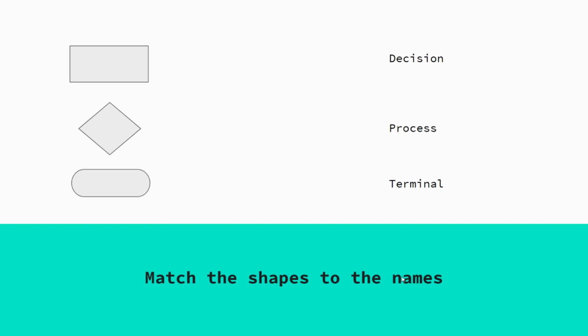Just to start, you've got three flowchart symbols and three names for them. A quick pairing exercise. I'll pause and give you a chance to have a look at them. So the top one's a process, the middle one is a decision, and the bottom one is a terminal or terminator, which is your start and stop point for your flowcharts.